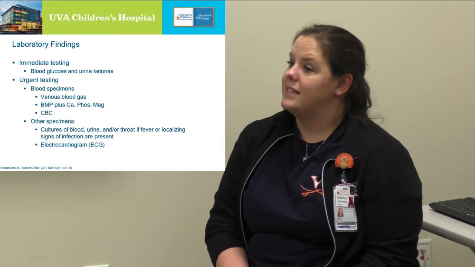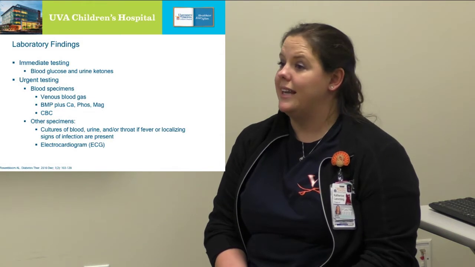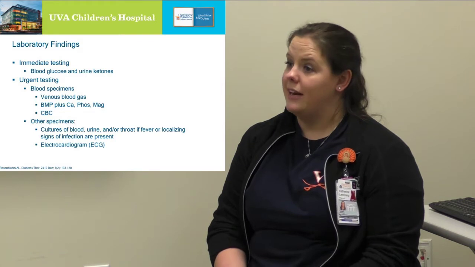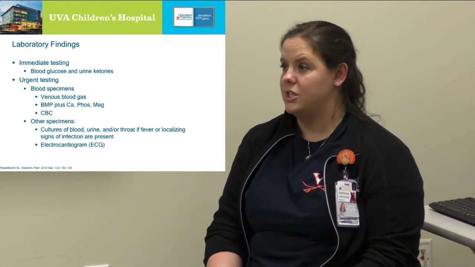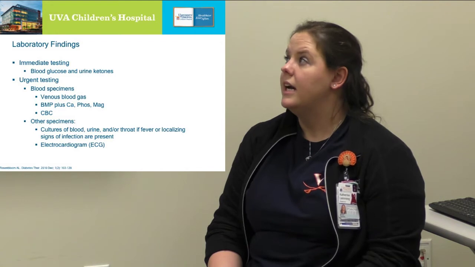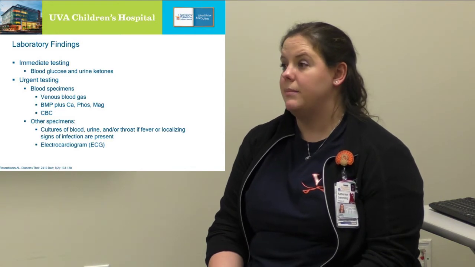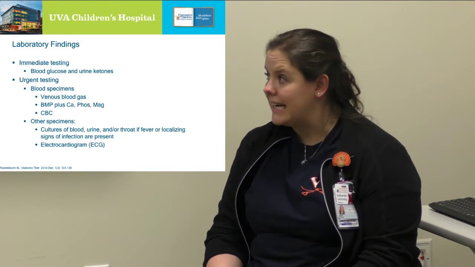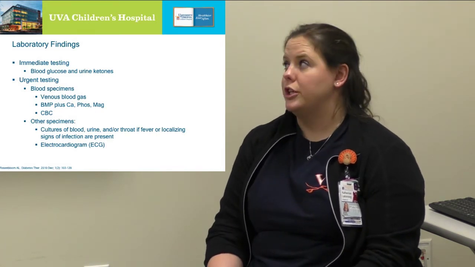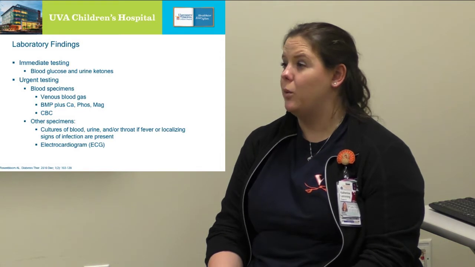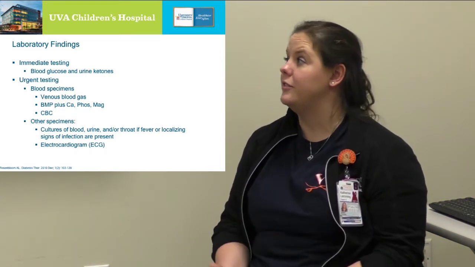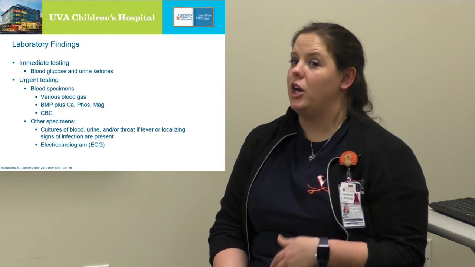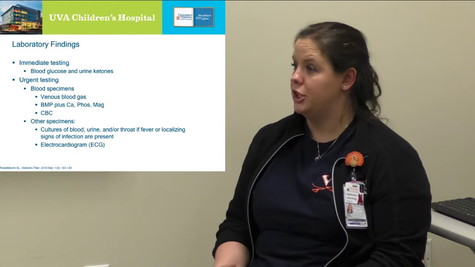Other laboratory findings that we want to investigate are, again, the blood glucose and the urine ketones. For urgent testing, we want to get a venous blood gas because that helps clue us into the severity of the DKA, as well as a BMP plus calcium, phos, and mag, and then a CBC. Other specimens that you can consider getting are blood cultures, urine cultures, or a throat culture if there is a fever or some signs or symptoms of a localizing infection. And then consider an electrocardiogram depending on what the potassium on the BMP shows.